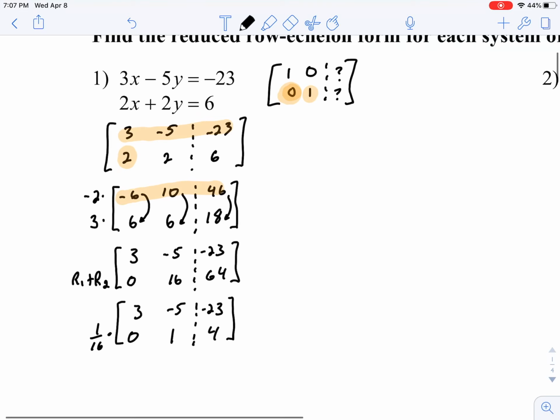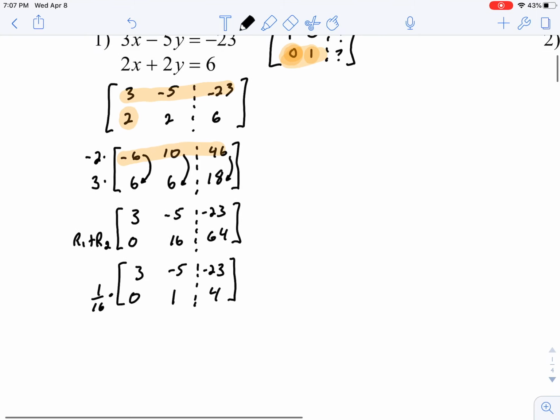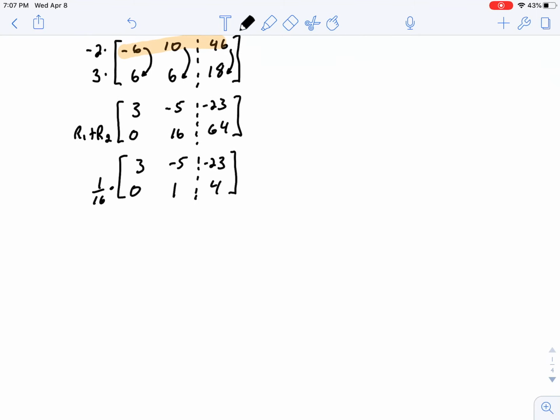So where are we? Well, we're kind of like half done. We've got the bottom row the way we want it, so we're not going to mess with that. Now we need to work upwards. The next best step is to focus on getting your 0 on top. How can we make that happen?